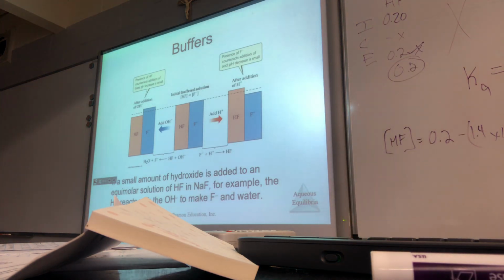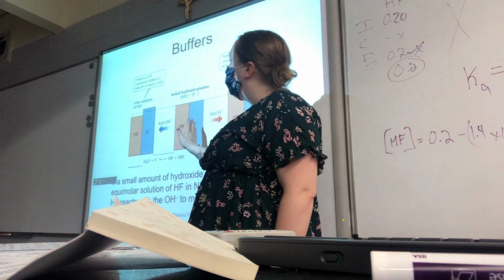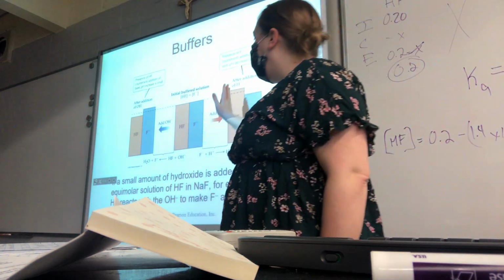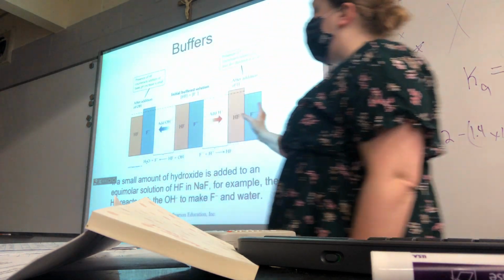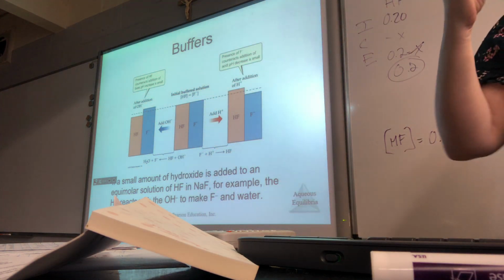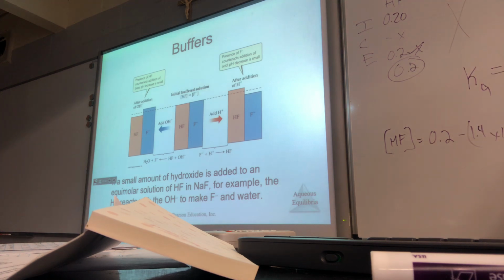When it comes to buffers, say we start with an initial solution. In that initial buffered solution, we have HF and its conjugate base, F minus. The whole idea of a buffer is that if you add acid or base, all you're really doing is shifting your equilibrium a little. It's going to resist those changes.